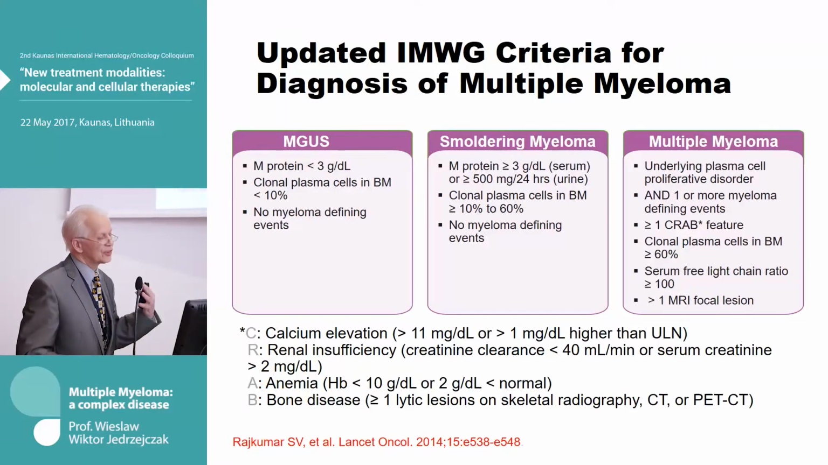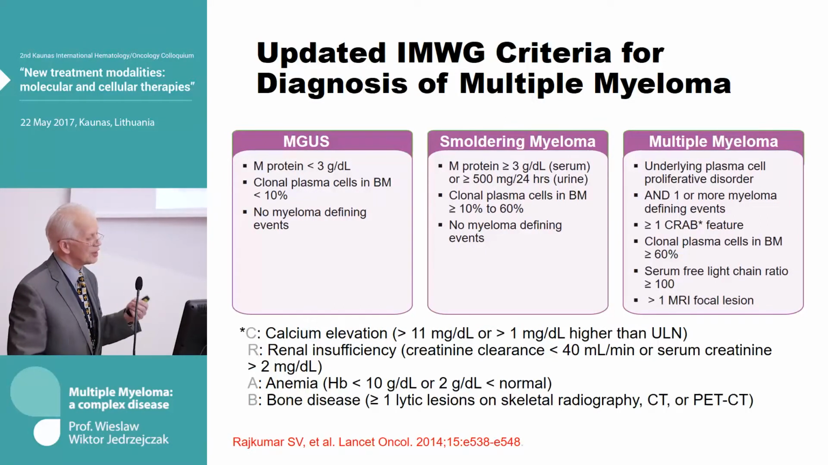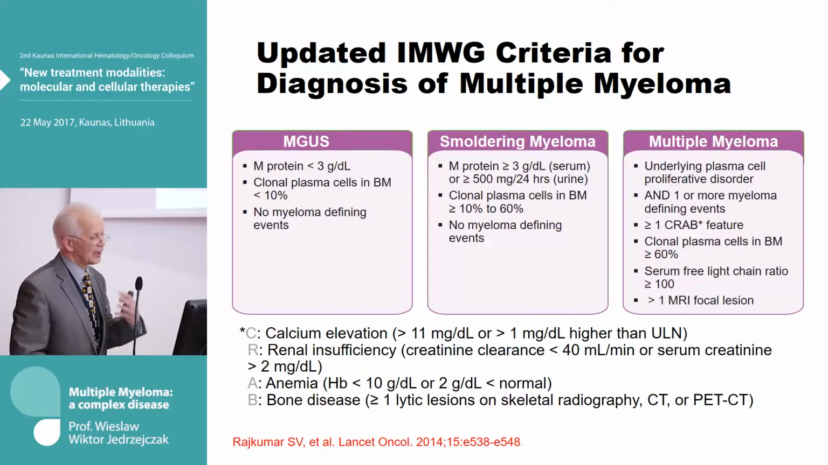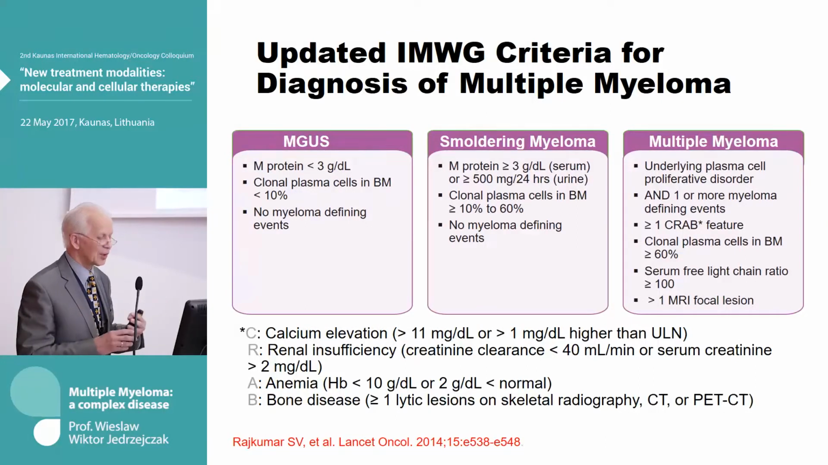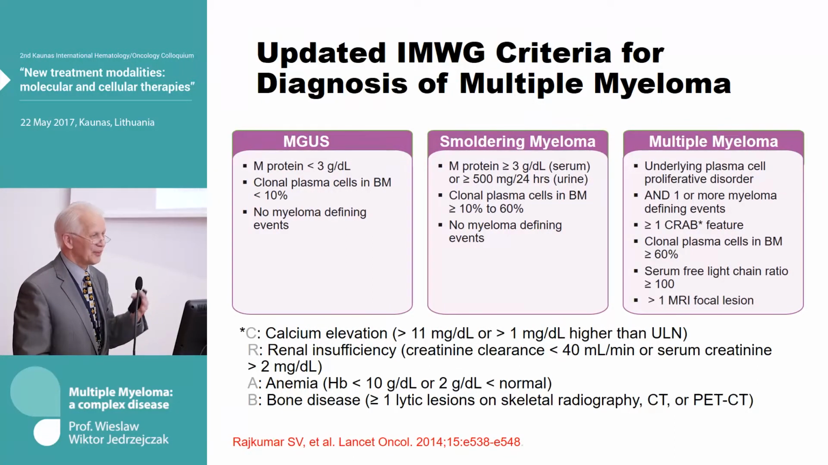And there are so-called CRAB criteria, that is, criteria related to calcium elevation, renal insufficiency, anemia, and bone disease. If any one of these criteria is met, this is a disease that requires treatment, while the other disorders require a so-called wait and watch strategy, that is, a visit at between one and six months distance, just to check whether there is or is no progression.